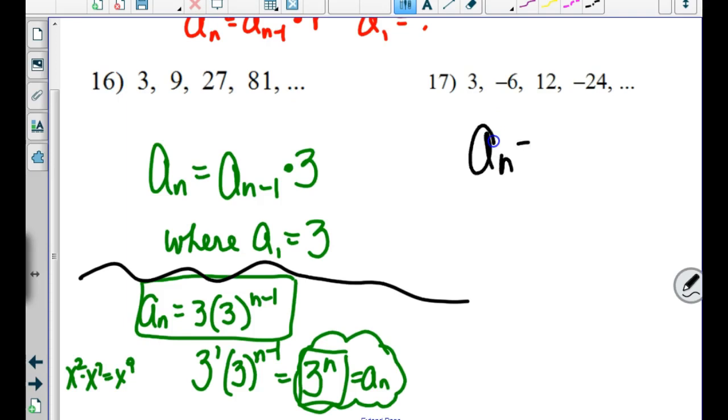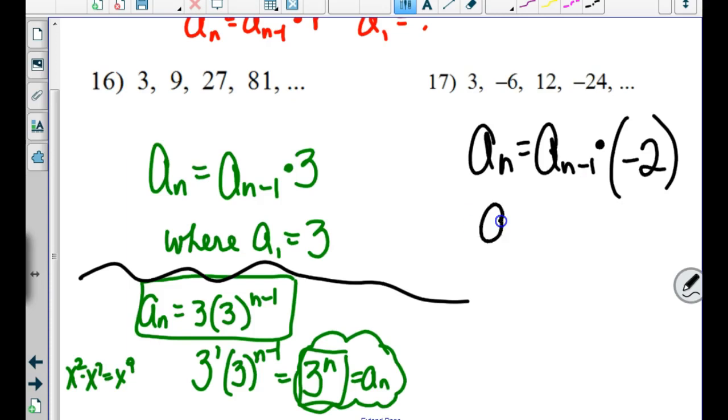All right, who's got this one quick then? A sub n equals times, okay, I would probably put parentheses just because if you write times minus 2, it looks like a negative or something, you know, you're not subtracting, so make sure. And the first term is 3, you got to have that. Are we good?